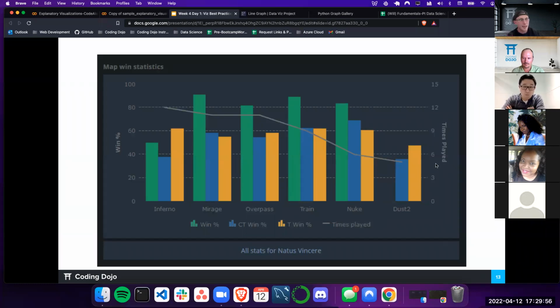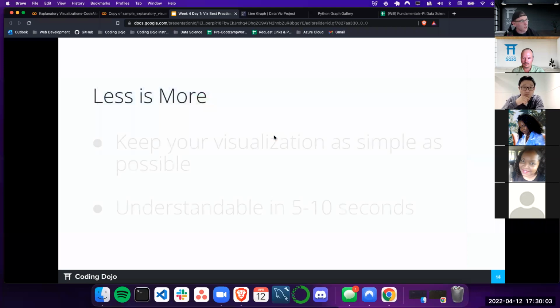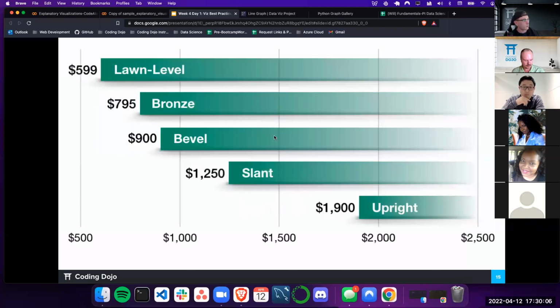Is there a correlation with however many times you play, your win percentage goes up, right? So there's tons of things here. Too much is going on, less is more. Great job, guys. All right, next one.